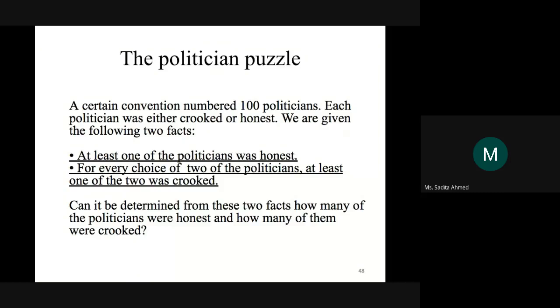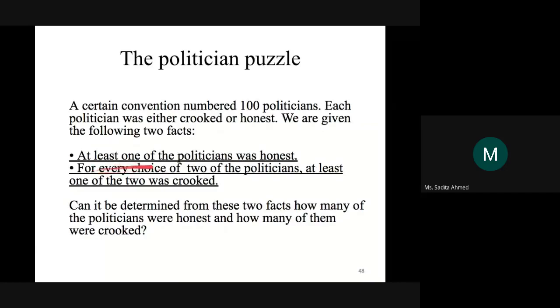So, do you understand that at least one will be crooked in the pair also means that both can never be honest at the same time? Does that make sense? Yes, miss. Okay. If that makes sense, now think about it. If both cannot be honest at the same time, if we have this restriction, what does it mean? It must mean that there must not be more than one honest politician.